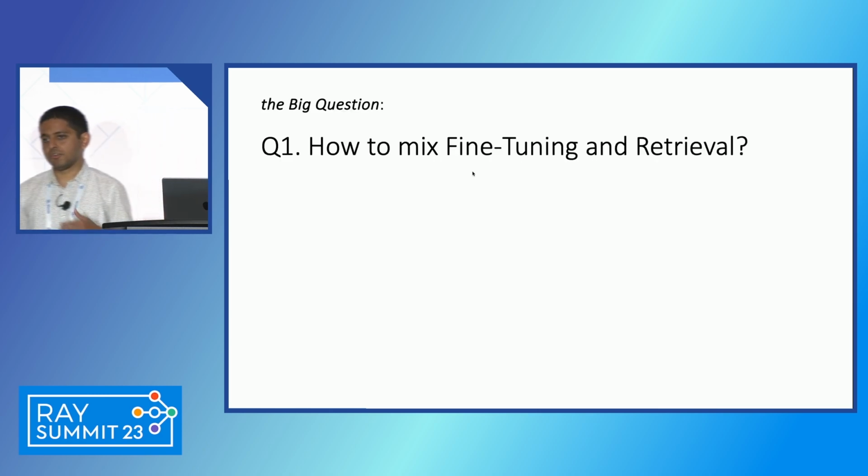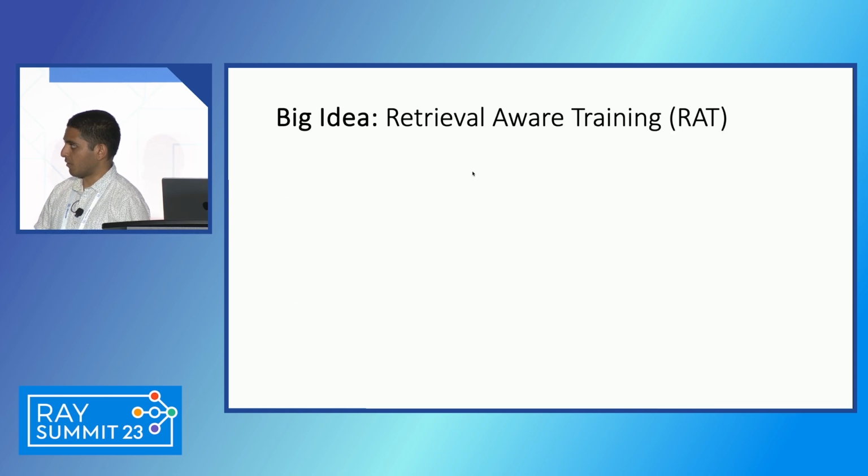So now I've shown you that it works. Let me actually go and answer what enabled this, right? What are some of the interesting research questions we had to solve to teach an LLM to use APIs? The first question, and I think this is probably one of the big questions for all of you who are trying to use LLMs, is how do you mix fine-tuning and retrieval, right? What's the wisdom of the crowd?